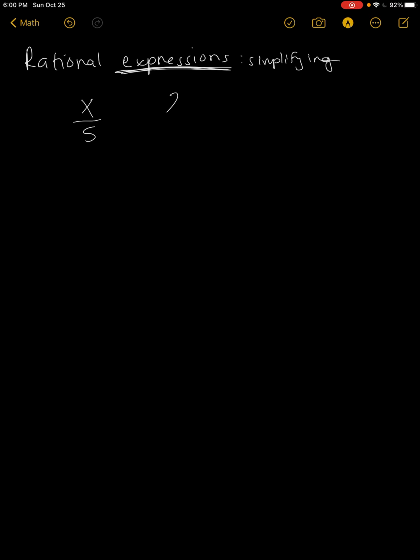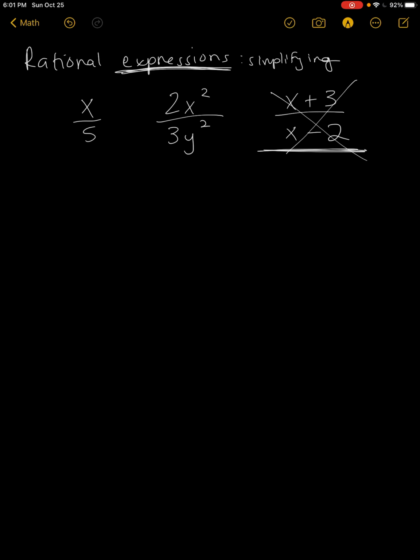So maybe like x over 5. These are all rational expressions. We're not going to get too deep into expressions like this. We're going to really focus on getting used to fractions with variables in them. If you move on to algebra 2, you will definitely see things like this a lot more, but for now we're just going to get the real basics of fractions with variables inside of them.